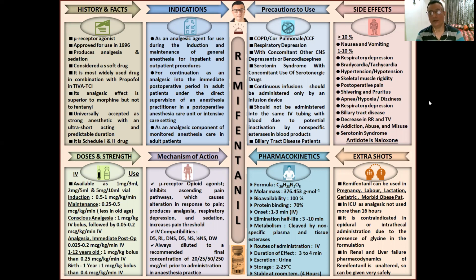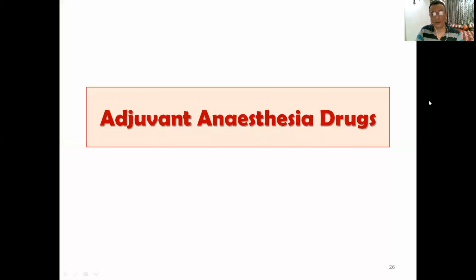If an overdose is given, then the antidote is naloxone. It's a schedule 1 and 2 drug like fentanyl, so it is not easily available without prescription. Remifentanil can be used in pregnancy, labor, lactation, geriatric, and morbidly obese patients.